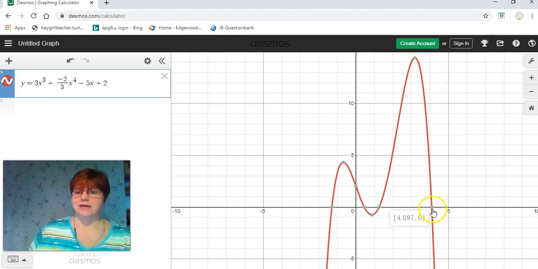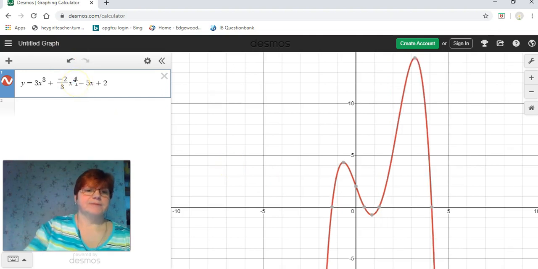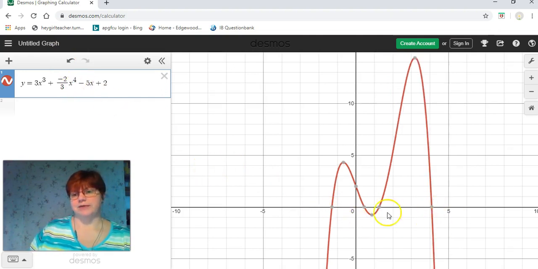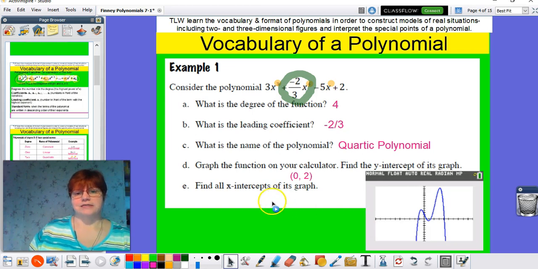Now, interesting, I have 4 x-intercepts and I have a degree of 4. That's not a coincidence. Okay, if I change that to 2, now my degree is 3, so I have 3 x-intercepts. But it wasn't. It was degree 4, so let me go back. So the degree is how many zeros there should be. Okay, so coming back to our equation, it says to find the x-intercepts of the graph.